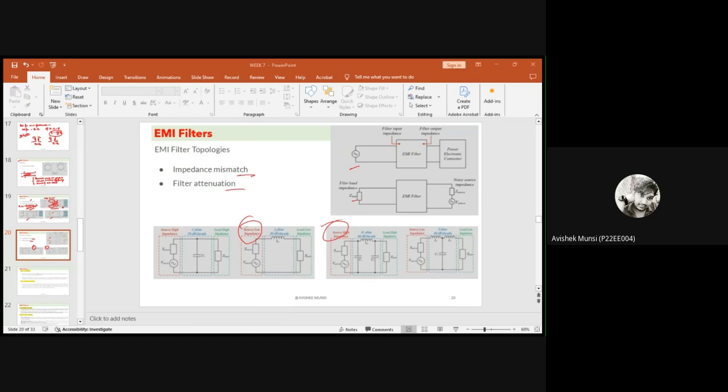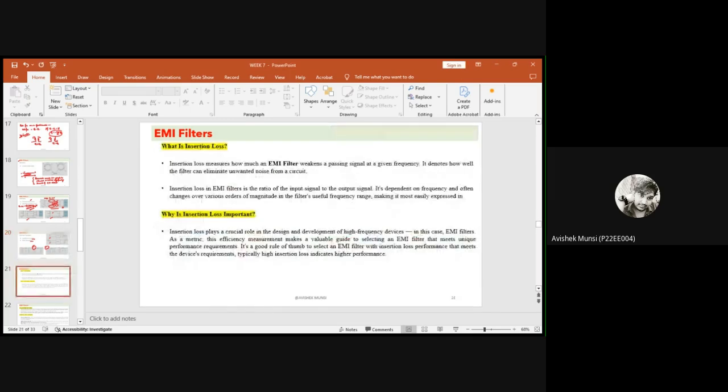Okay, I hope you all understand these things. Next thing is, in case of EMI filter, you have to understand insertion loss. So what is basically insertion loss? Insertion loss basically measures how much an EMI filter weakens a signal after passing it at a given frequency. So, basically, it denotes how well the filter can eliminate the unwanted noise from the circuit. Okay. So insertion loss in EMI filter is the ratio of the output signal with respect to the input signal.